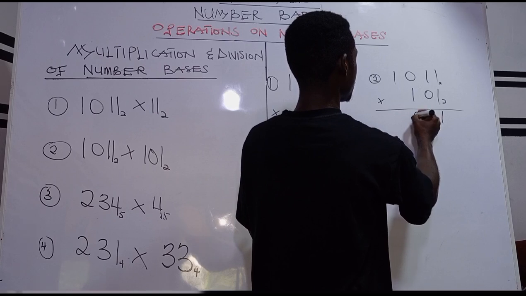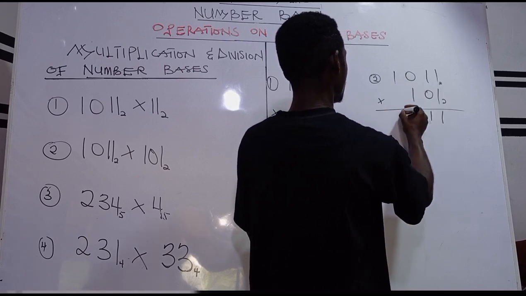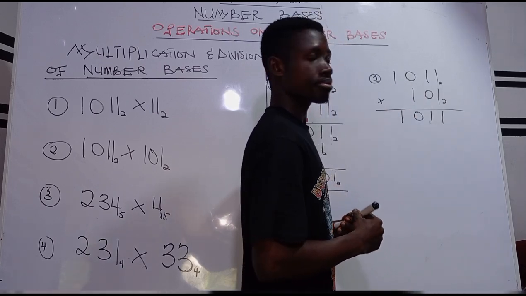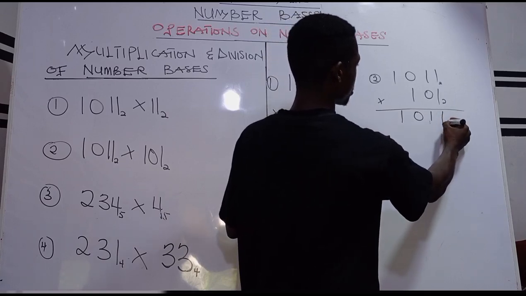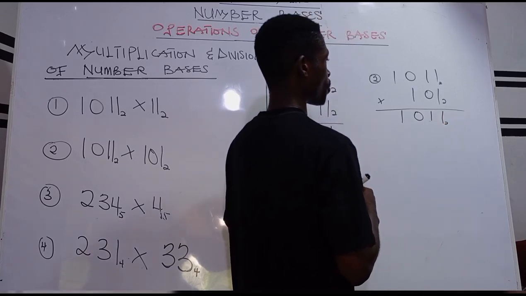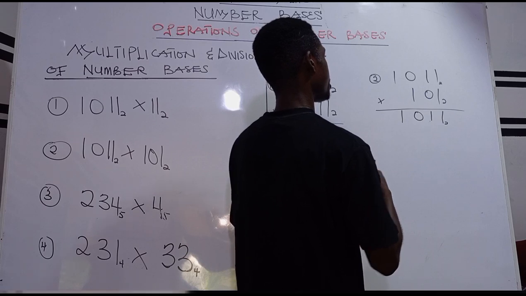1 times 0 will give us 0. 1 times 1 will give us 1. Remember, we are still working in base 2. So we are done. We move on to the next digit, which is 0.